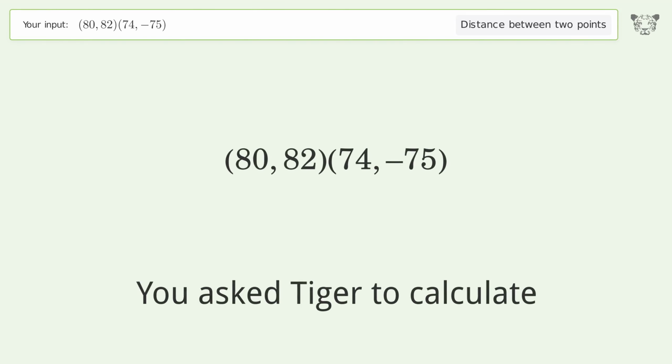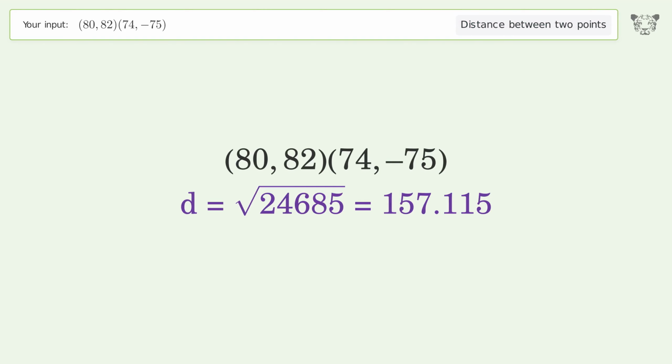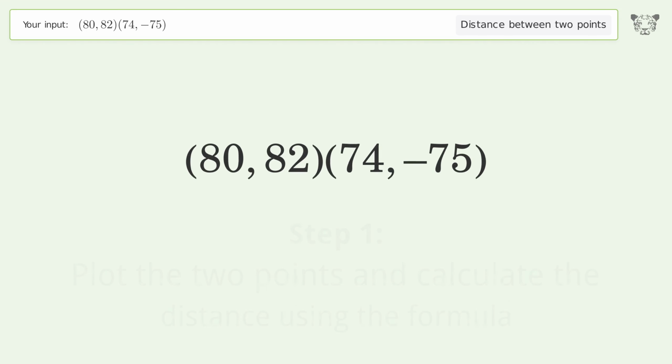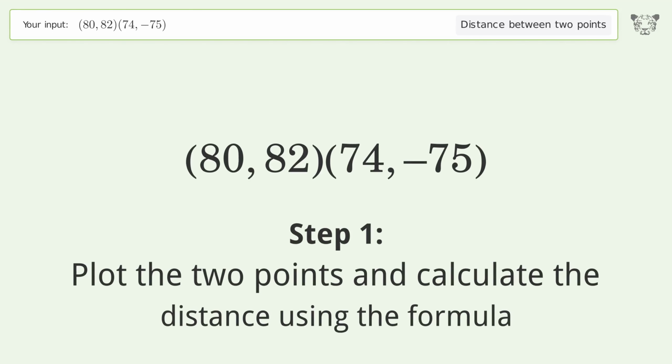You ask Tiger to calculate. This deals with the distance between 2 points. The distance between the 2 points is the square root of 24,685, or 157.115. Let's solve it step by step. Plot the 2 points and calculate the distance using the formula.